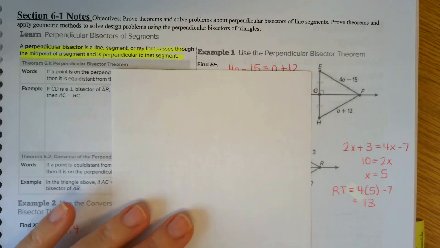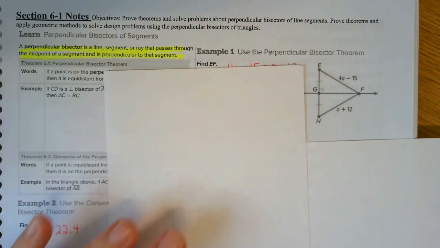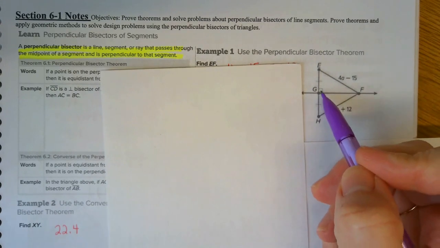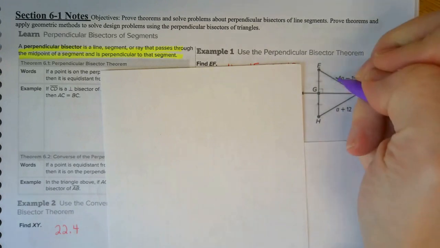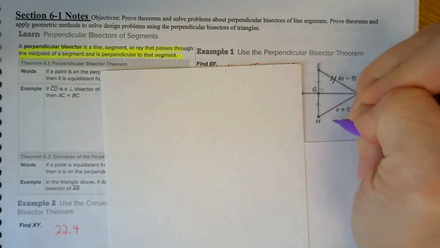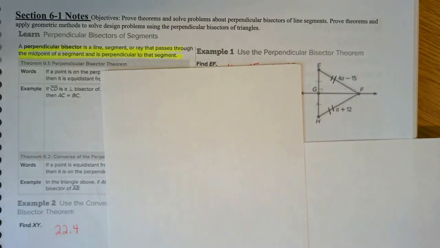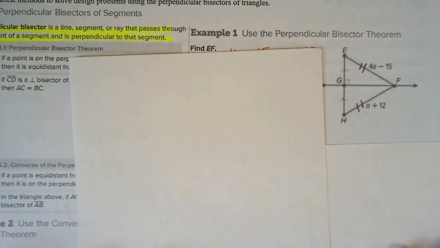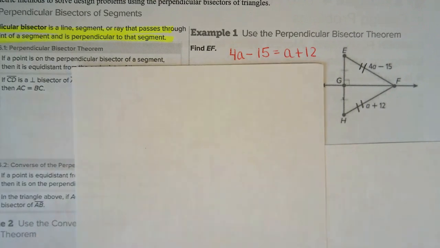So on this first one, it's wanting you to find EF. And so if this is a perpendicular bisector, which it is, right angle bisecting, we're going to know that this side will be equal to this side. So therefore, I'm going to plug in or set them equal to each other as an equation. And then I just solve.